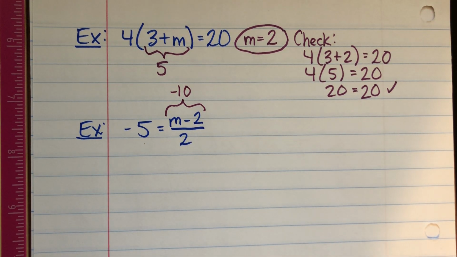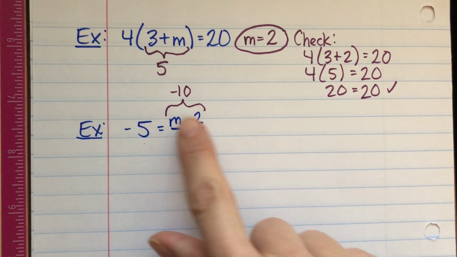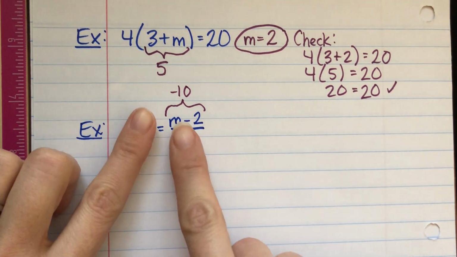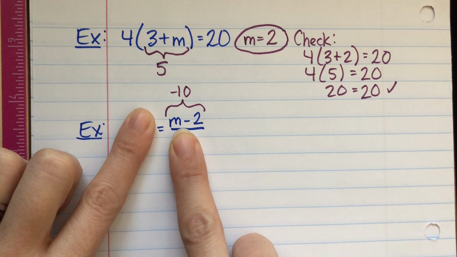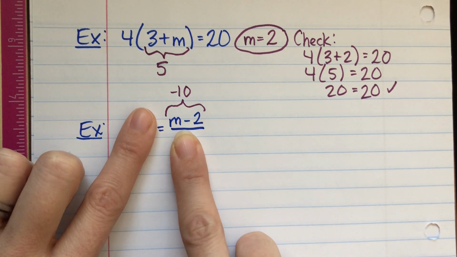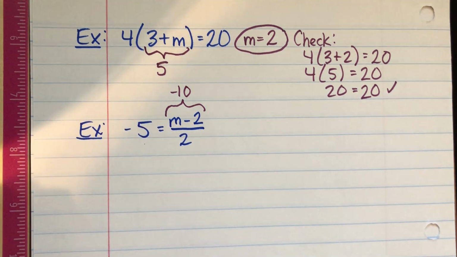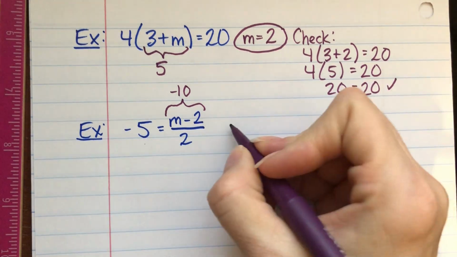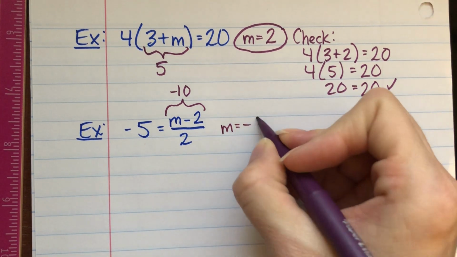All right. Now that I know that this portion right here has to be -10, I'm going to cover everything up. What would M have to be to make that -10? It looks like M would have to be -8. So I'm going to say M is -8.